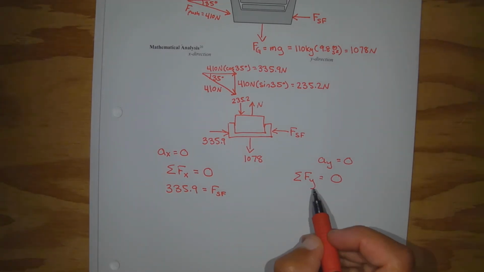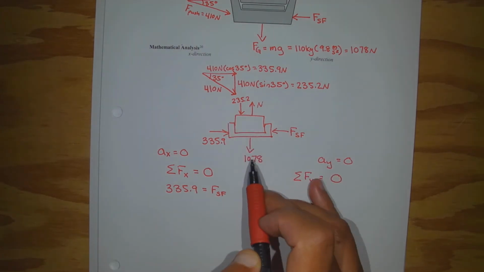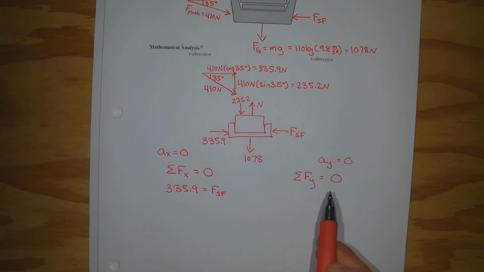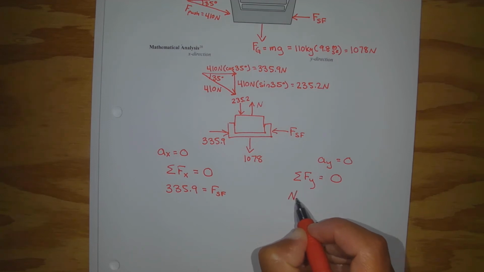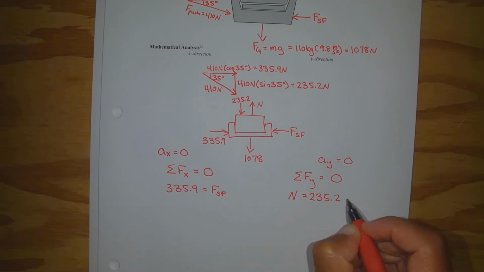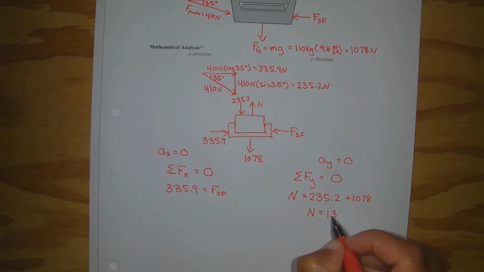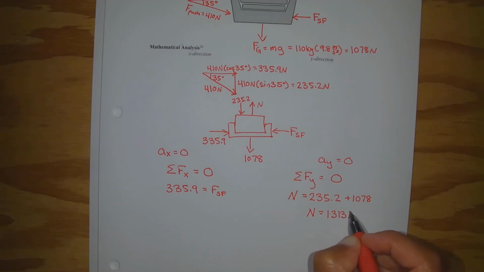I can also sum up the forces in the y direction to get the normal force. I can say that up is positive, and then I would have the normal force minus 235.2 minus 1078 is equal to 0. Or I can just say if the sum of the forces is equal to 0, then the upward forces are equal to the downward forces. So I have the normal force is equal to 235.2 plus 1078. And that gives me, for the normal force, 1,313 newtons, where this N is for the normal force and this N is for the units newtons.